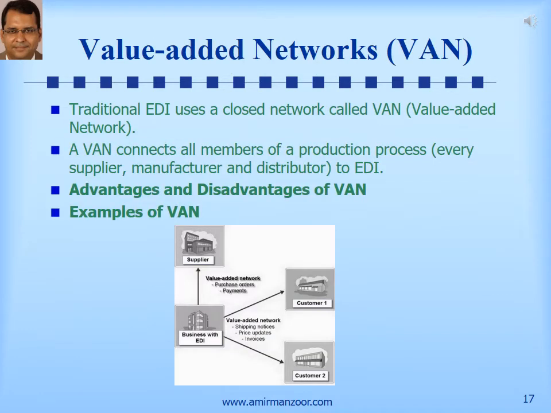Traditional EDI uses a closed network called VAN, value-added network. A VAN connects all members of a production process. Every supplier, manufacturer, and distributor. For example, an automobile manufacturer may have an EDI computer system in place to manage its supply and distribution relationships. Operations personnel at the manufacturing plant use the EDI system to purchase supplies, track shipments and keep an accurate inventory count.